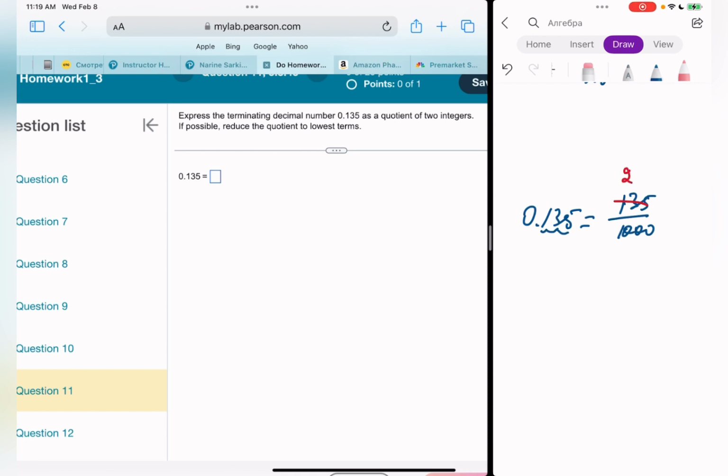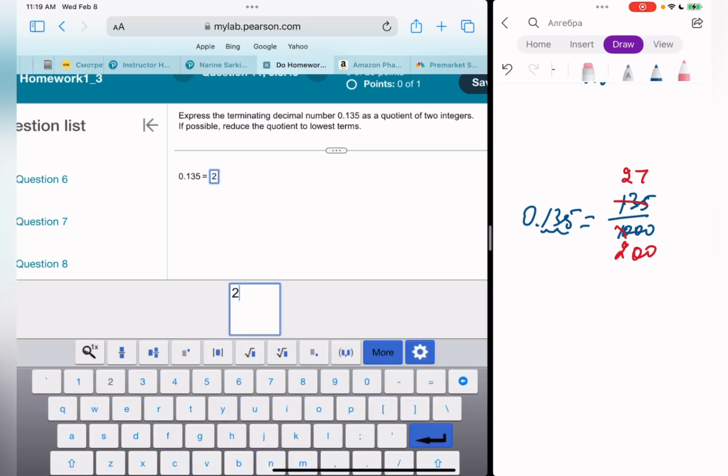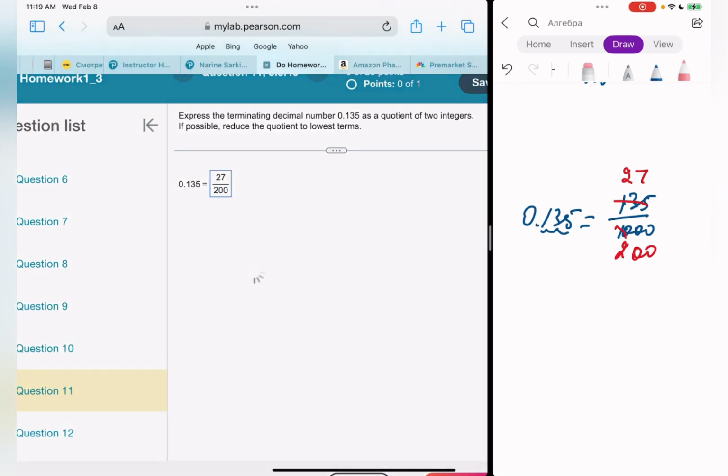13 by 5 is 2. 2 times 5 is 10. From 13, remainder is going to be 3. And then 35, adding this 5, 35 by 5 is 7. There we go. Now 10 divided by 5 is 2, and these two zeros I'm adding. Well, 27 I can divide only by 3 and 9. So 200 I cannot divide by either 3 or 9. So we got 27 over 200. 27 over 200. Fantastic. Very good.